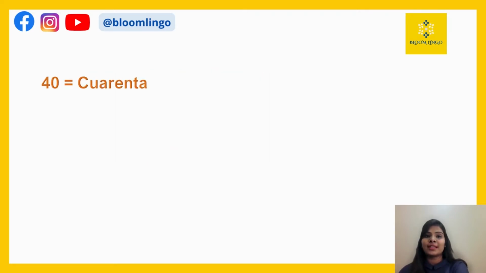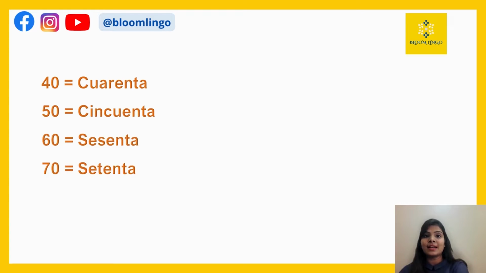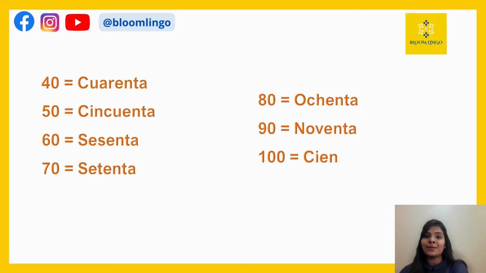40 is cuarenta, 50 is cincuenta, 60 is sesenta, 70 is setenta. There is only a T change. So mind the pronunciation, guys. 80 is ochenta, 90 is noventa, 100 is cien. So we are done with our 1 to 100 countings.